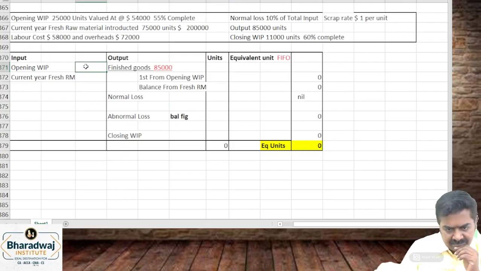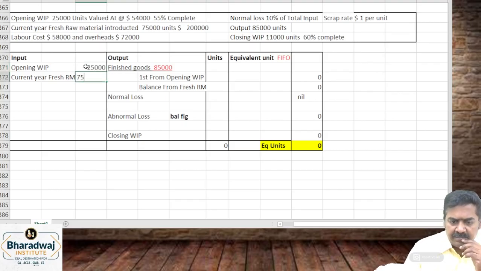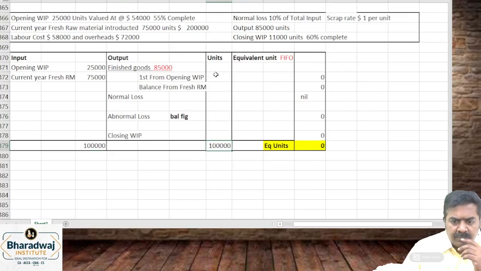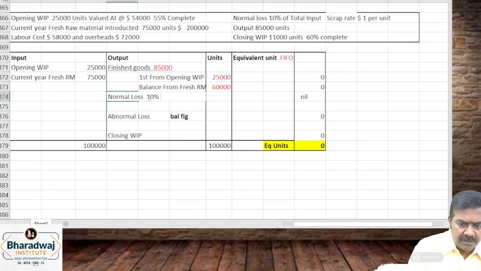Opening WIP, current year fresh raw material, totally becomes 1 lakh. First we finish opening WIP. Out of 85,000, first we finish opening WIP. Balance we take from fresh raw material. What is the fresh raw material balance? 85 minus 25, 60,000 we take it. Normal loss given as 10% of total input, 10% of 1 lakh.